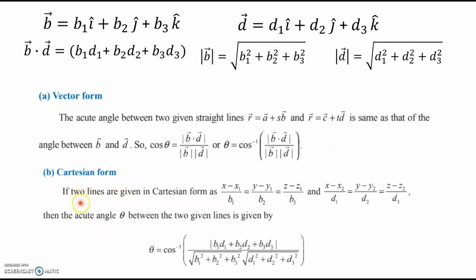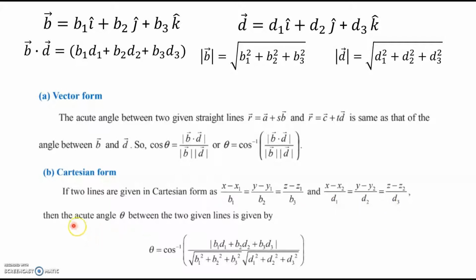So using the Cartesian form, if two lines are given in Cartesian form as this and this, where this would represent our first line, which is a plus s b vector. The reason being b vector is parallel to this, so we're going to divide them with b1, b2 and b3, which would be the direction ratios here. Similarly, for the second equation, we would divide d1, d2, d3, which would again be the direction ratios.